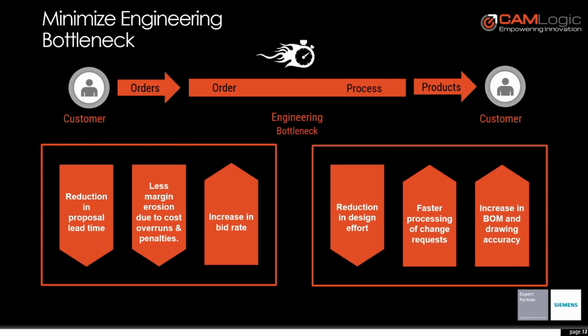With a design configurator tool, you can minimize that engineering bottleneck. You can reduce the amount of proposal lead time. There's less margin erosion from cost overruns and the amount of time it takes to configure these orders. You can get your bids in sooner and faster. There's also that reduction in design effort because those configurations don't require as much design time. The engineers are able to process those requests much faster. And then, of course, because of the automation, the bill of material and drawing accuracy is increased.